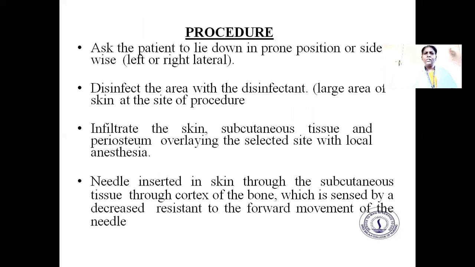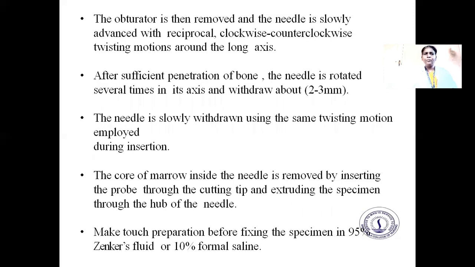Then infiltrate the skin, subcutaneous tissue and periosteum overlaying the selected site with the local anesthesia. Then the needle is inserted through the skin, through the subcutaneous tissue, through the cortex of the bone, which is sensed by a decreased resistance to the forward movement of the needle.